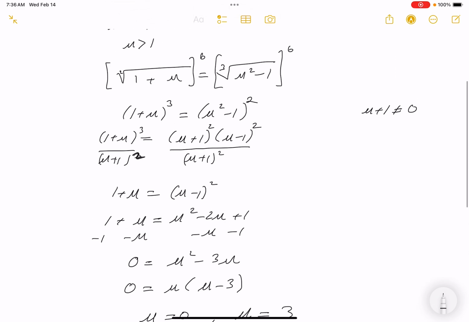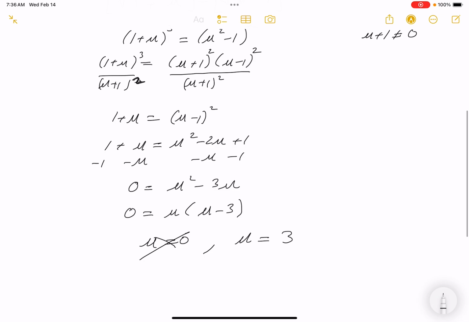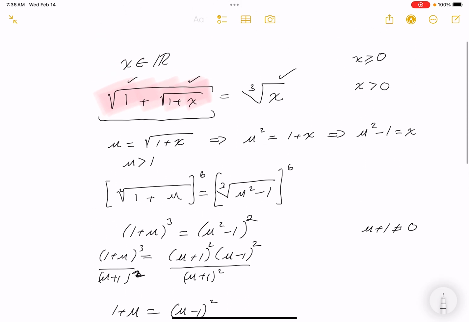Now, by the way, I know that u is greater than 1, so this is out of the question. This is my only possible solution at this point, all right? Now, granted, I'm not saying that's the answer to the question. Someone says, what is the question? The question is, what's x? Well, I found out what u is.